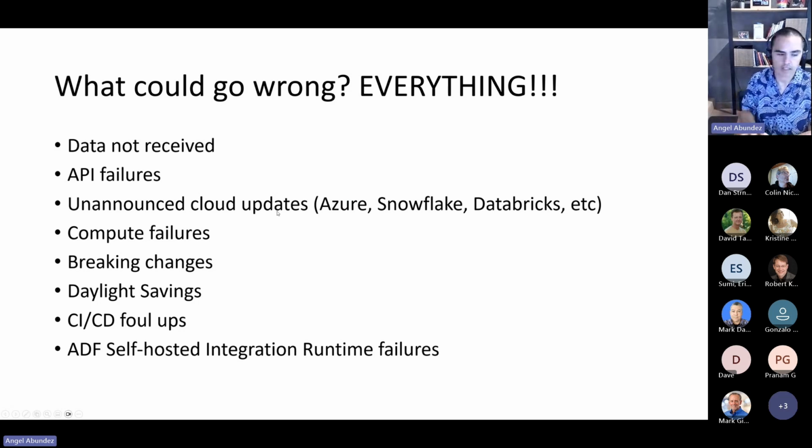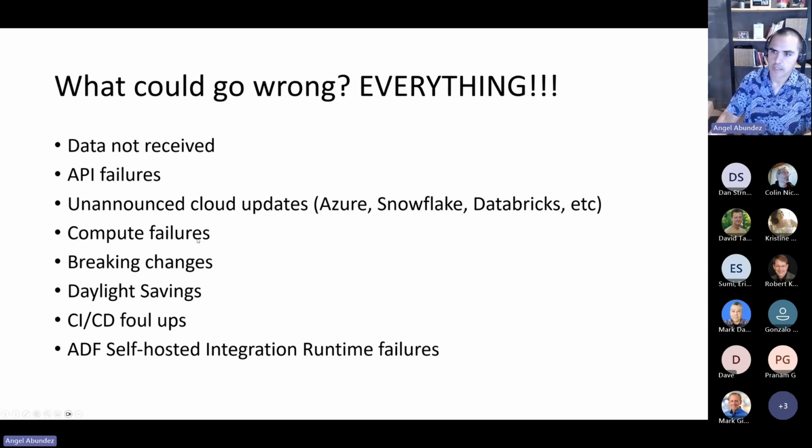Unannounced cloud updates. I love these. All of a sudden jobs are taking longer or jobs start failing, and we didn't change anything. We didn't change any code, or we're sleeping at night and we're getting text messages on our phones that the latest data is not coming in. Why? We find out later that it's because one of our cloud systems did an update, and they didn't do a good job of letting us know ahead of time.